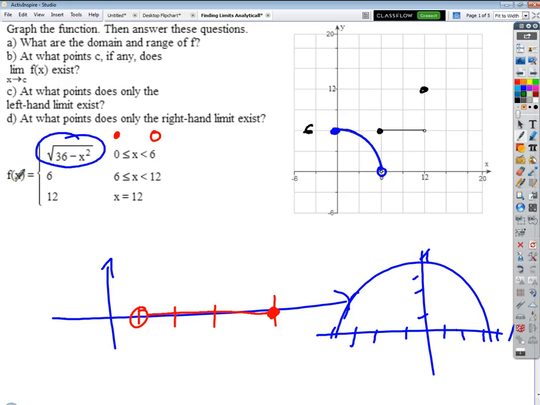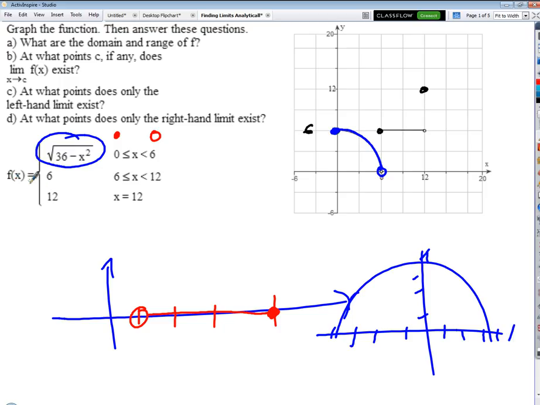Now we've got the line f of x or y equals 6. Well, what's that? Straight horizontal line. Look at the domain here. The domain for this one is x is greater than or equal to 6, so closed circle, good, and less than 12, open circle. Okay, so this one's going to look like that. Okay, questions? Okay.